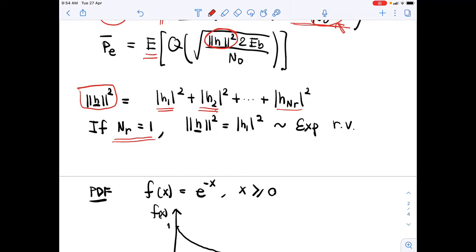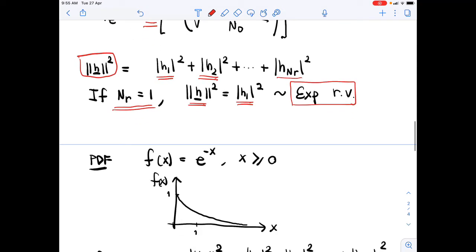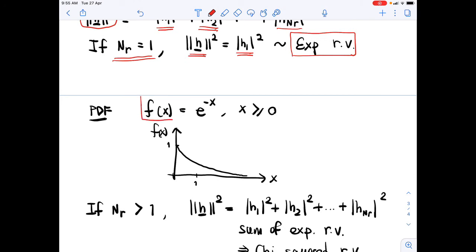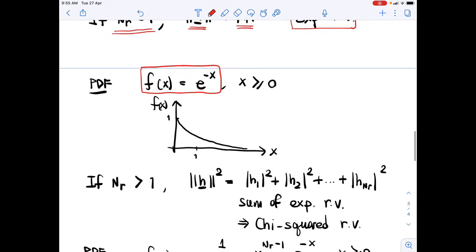So if there is only one receive antenna, this norm square is equal to the channel gain raised to the power of 2, right? Remember earlier we talked about this. This is an exponential random variable. So what is an exponential random variable? The PDF looks like this. Remember, PDF is the probability density function, so it tells us how the probability density is distributed in terms of the values of x.